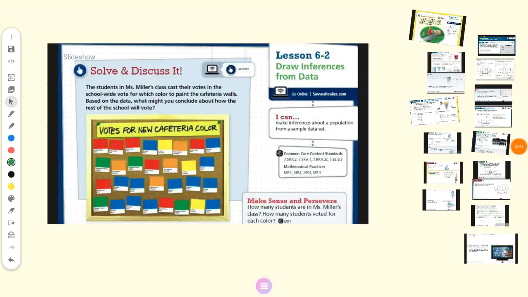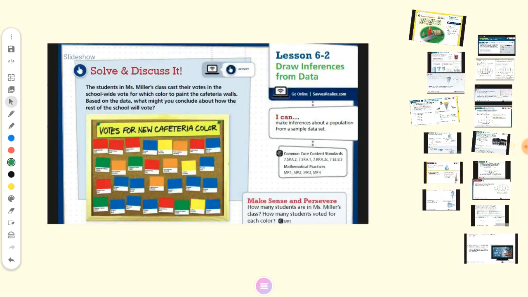Good day, everyone. Last lesson we were talking about the meaning of population and samples and how to get the sample in a random way. Now, after we collect the data, how do we use it? First, we need to draw inferences from data.